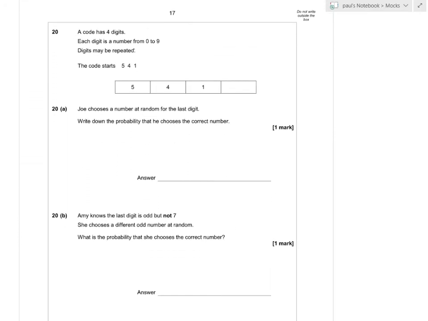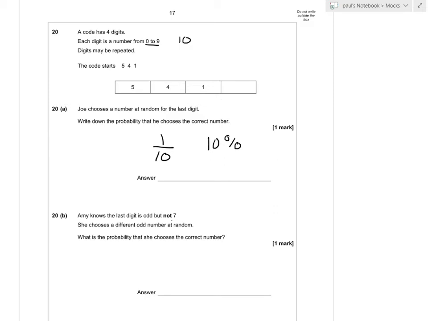Right, a code has 4 digits, each numbered 0 to 9. The code starts 541. Joe chooses a number at random for the last digit. Write down the probability that he chooses the correct number. Digits may be repeated. So he could have anything from 0 to 9 in there. So he's got 10. So it's 1 in 10, surely. Or 10%, because he can choose anything from 10 numbers, and he's going to choose one at random.